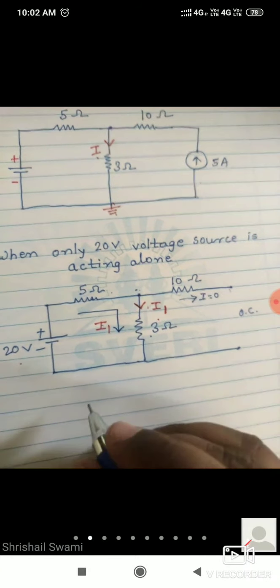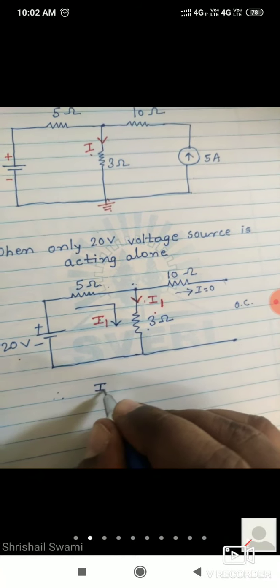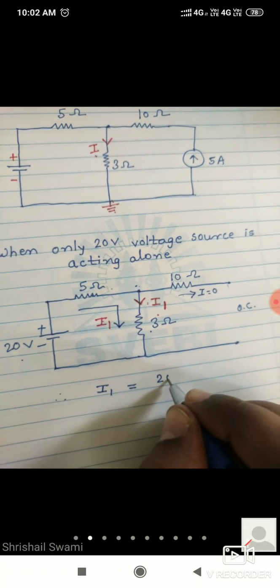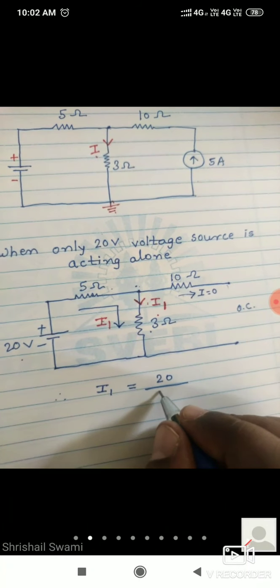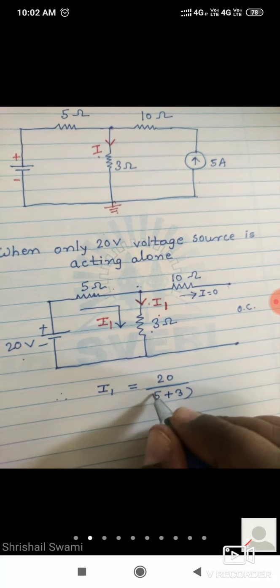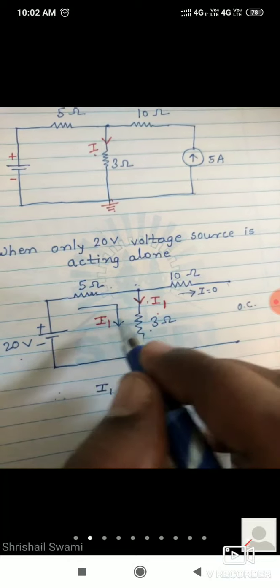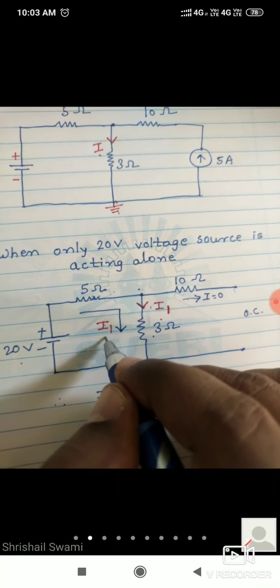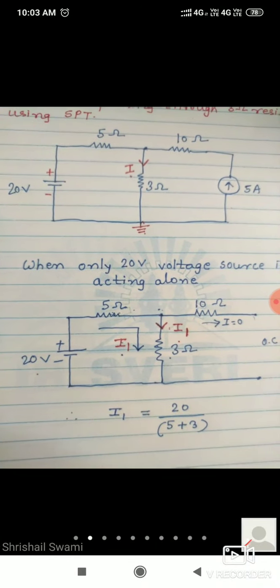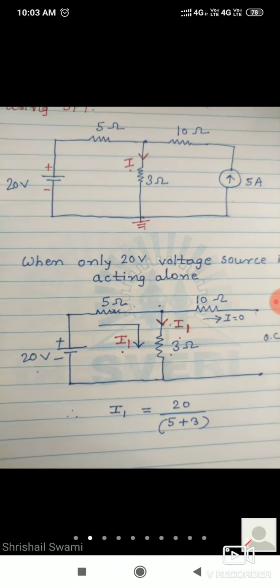Simple Ohm's law. So I1 is equal to total voltage 20 divided by total resistance, that is 5 plus 3. 5 plus 3, because both are in series. Why in series? Because the current in both is the same. I understand? If the same current is flowing through two different resistors, then those resistors are connected in series.